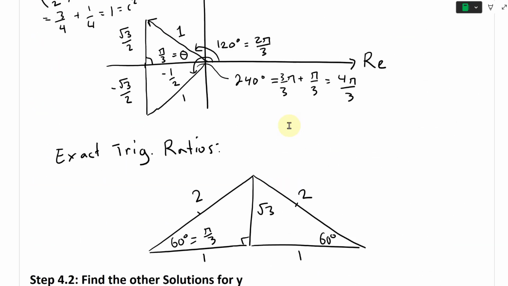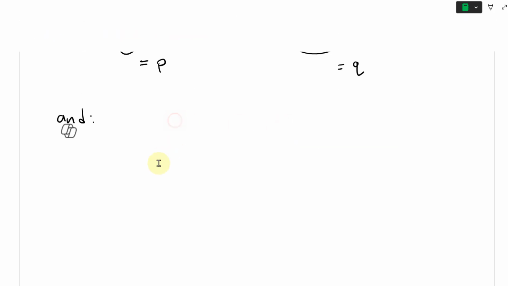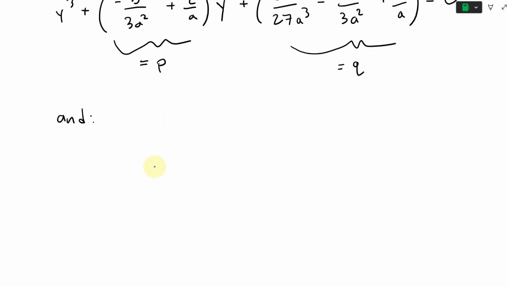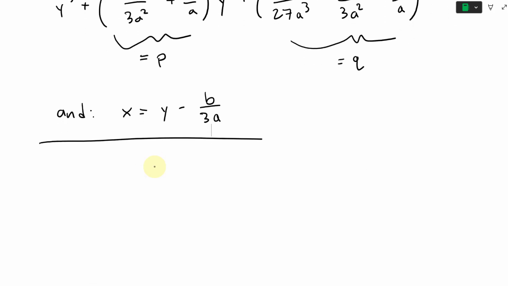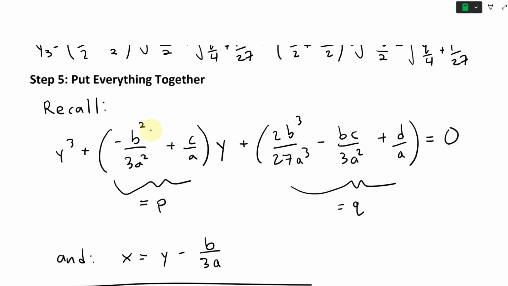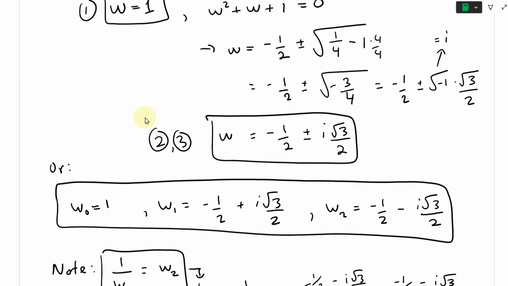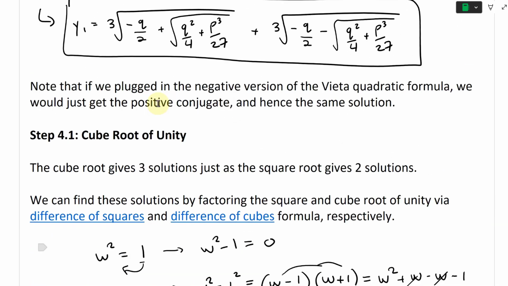Let's go all the way back down. All right, so now we have this. Then we have x equals y minus b over 3a. So let's solve this now for the first term. The first one is x1 equals y1 minus b over 3a, like that. So what's our y1? Let's copy our y1 and scroll all the way back up to it.